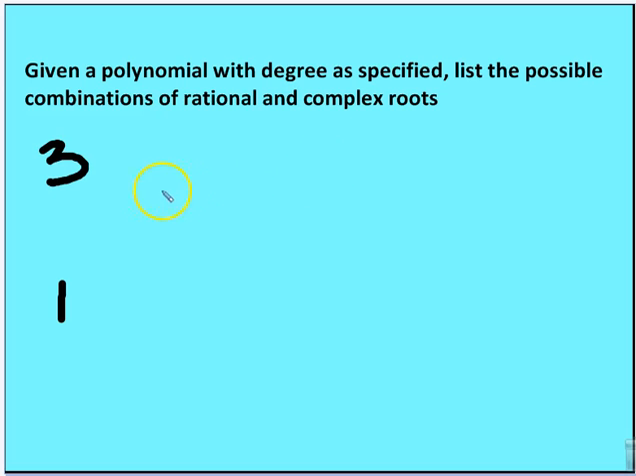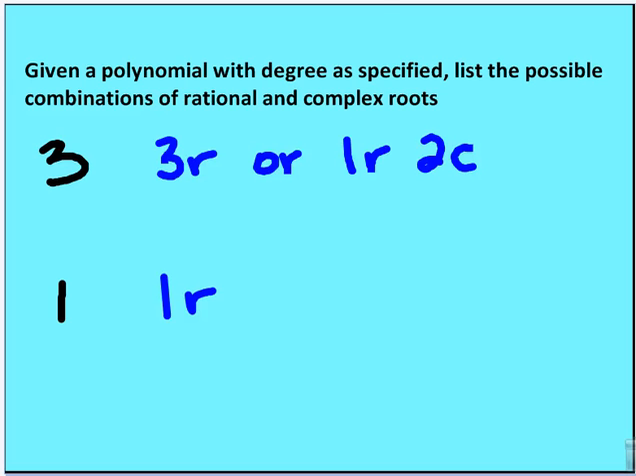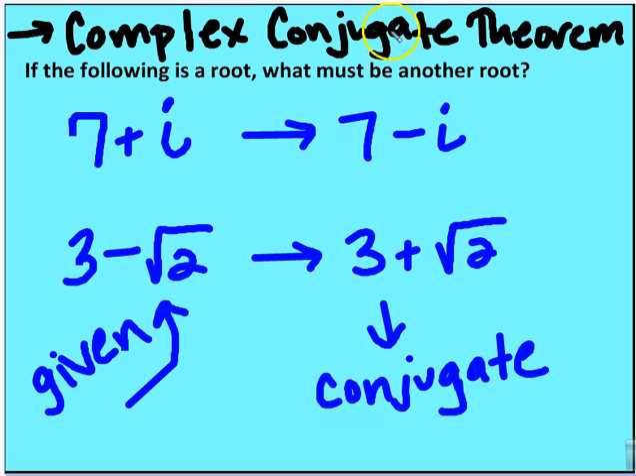All right, let's take a couple more. 3 total roots, 1 total root. Let's figure out the possible combinations of real and complex. So we have 3 real, or 1 real and 2 complex, or we just have 1 real. Those are your answers.